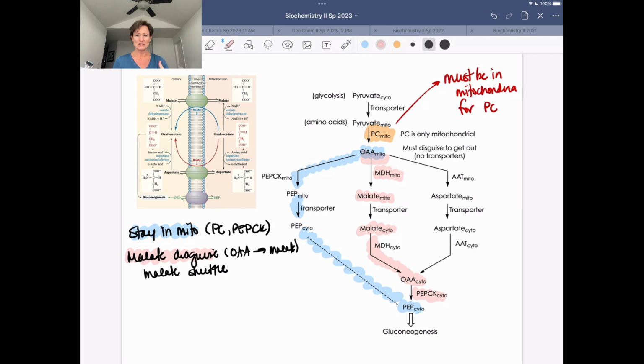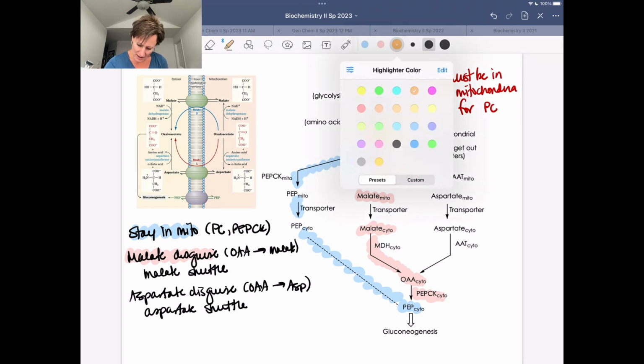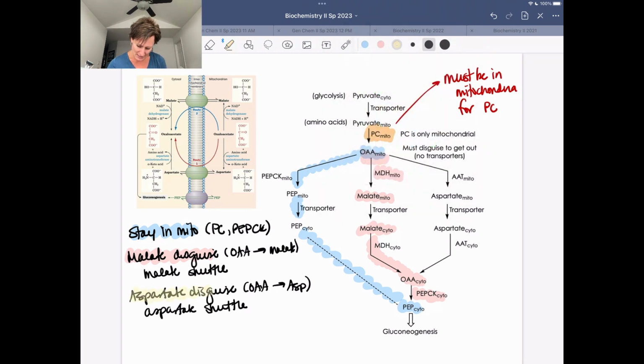I'm continuing this process. Okay, the last way that we can handle this, we're going to call an aspartate disguise. So we're going to take oxaloacetate and make it into aspartate, and then we're going to use the aspartate shuttle. So we're going to highlight this and make this yellow. Let's do that here. So the aspartate disguise.